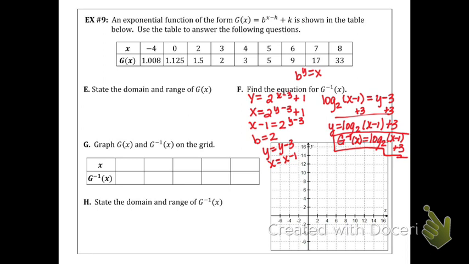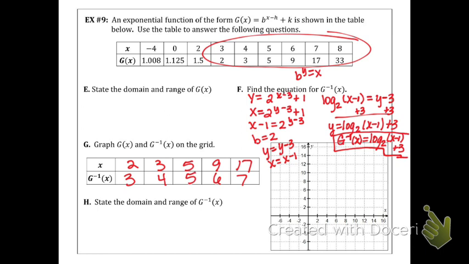All right, it says graph g and the inverse g on the same grid. So we've got the table there for g of x, and they gave us a table to set up for our inverse g of x. But remember, that's just going to be my x and y's switched. So I'm just going to use like these points here. So I know 2, 3, 5, 9, 17. They give me 3, 4, 5, 6, and 7. I literally just switched the x and y's around.